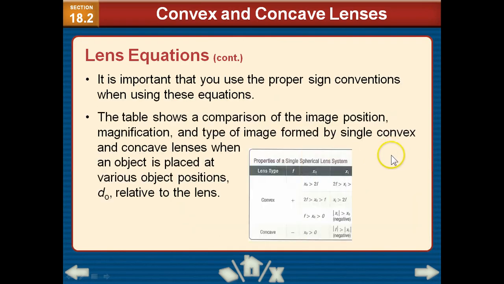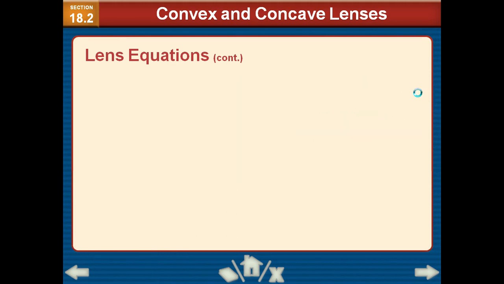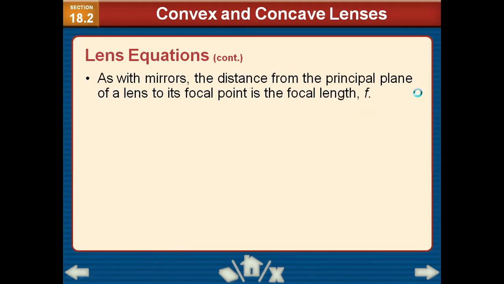And again, the big thing here is to remember the sign convention. You may want to take a closer look at this at some point. This chart is in your book, but instead of trying to remember all this stuff, I think you're better off just drawing the images and the ray diagrams, figuring out what you got, and then working from there. Okay, so the distance from the principal plane of the image has a focal point of F.